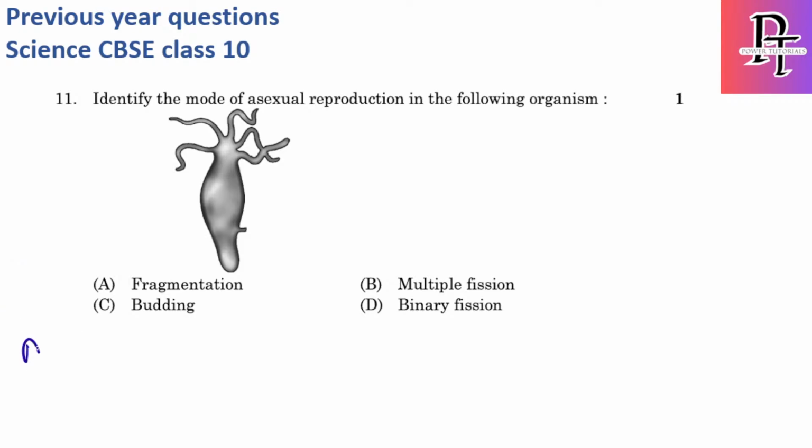So what is question number 11? It is saying identify the mode of asexual reproduction in the following organisms. So if you remember, this is the diagram for Hydra. So in Hydra, the mode of asexual reproduction is budding.